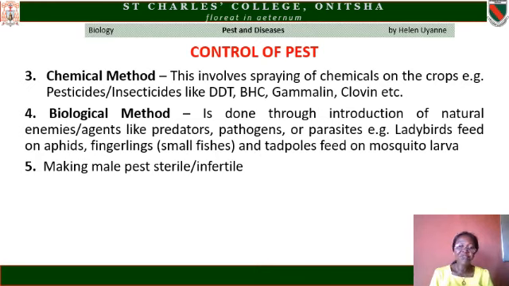Then we equally have another example, like using cats against rats. In a room where you have your bags of beans, you can keep cats there, then no rat will venture to come out to feed upon the seeds. So that's the biological method, using predators against the prey.